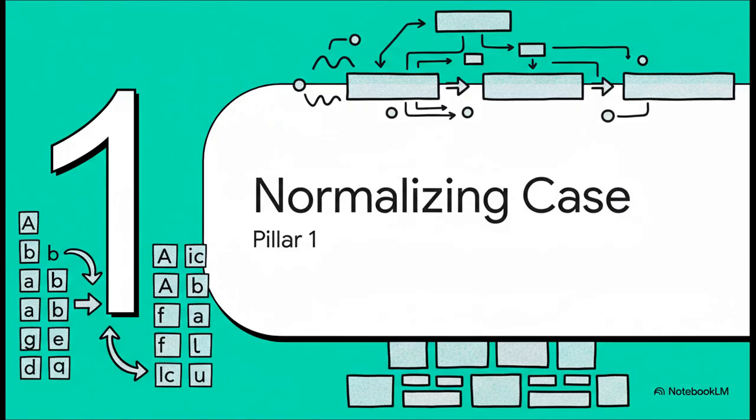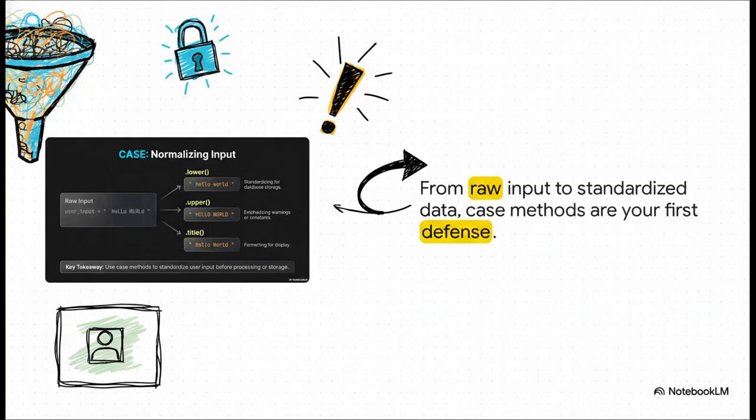First up, let's talk about Pillar 1, normalizing case. Honestly, this is your foundational step. This is where you start to create some real consistency in your data. What's so great about this slide is it shows you how strategic these different case methods can be. You get some raw input like hello world, and your first move is to use .lower to standardize it. And why does that matter so much? Well, because in a database, a user with a capital U and user with a lowercase u are 2 completely different things. Normalizing your case prevents duplicate records, and it makes sure your searches actually work.